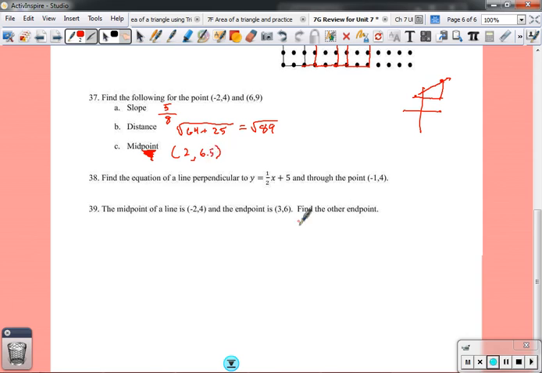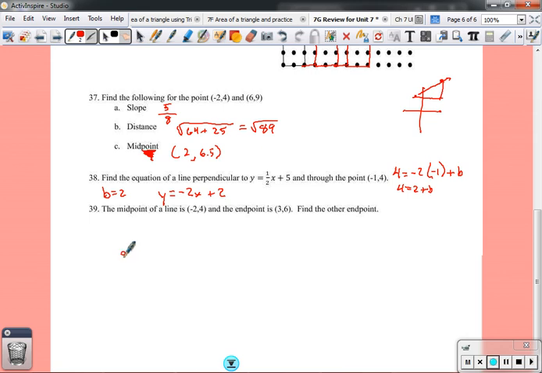Find the equation of the line perpendicular to this through that. Okay, you got to know that perpendicular means opposite reciprocal slope. So we have 4, that's the y value, equals the new slope times the x value plus b. We don't know the b of the new line. So 4 equals 2 plus b, so b equals 2. Now I can write y equals negative 2x plus 2.